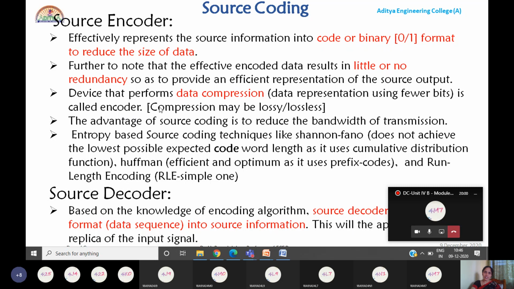Okay, and this encoder performs data compression. This compression may be either lossy or lossless. For example, if some of the information is lost during transmission of the data, so I'm speaking to you, only half of the voice is audible to you and half is not audible to you, then some of the information is lost. That is generally called lossy compression.